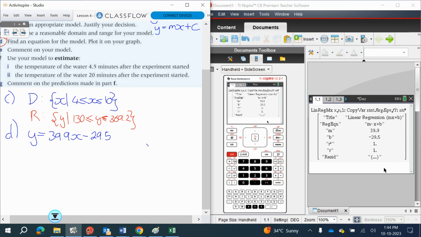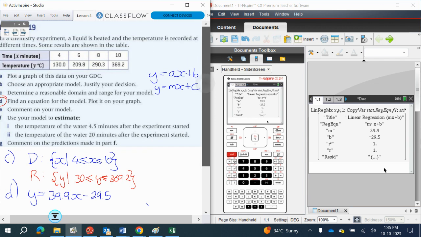Comment on your model. What sort of comment should we say about our model? Linear model. It's a lovely model. So we've got a linear model which is valid for this domain. You can see it's not going to be valid outside this domain.